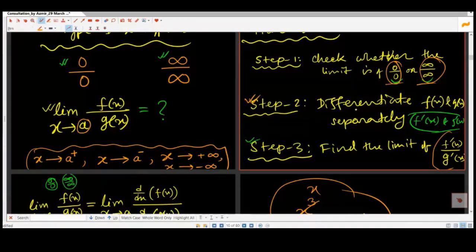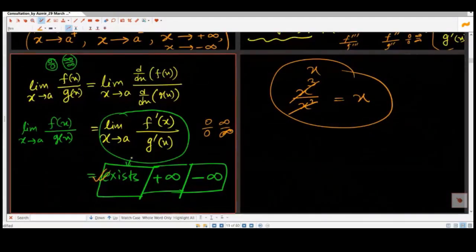In that case, again, we have to differentiate f prime and g prime. Then we will get f double prime over g double prime. Then we check again: if we get 0 over 0 or infinity over infinity, we differentiate again. So this process will be repeated. The process terminates if the limit exists, or if we get only plus infinity or minus infinity. Limit exists means we have a finite number.